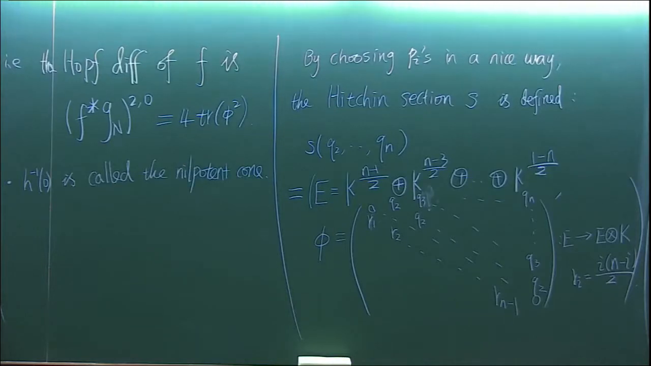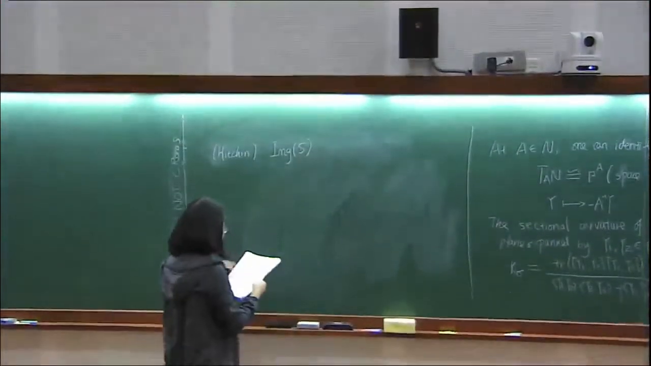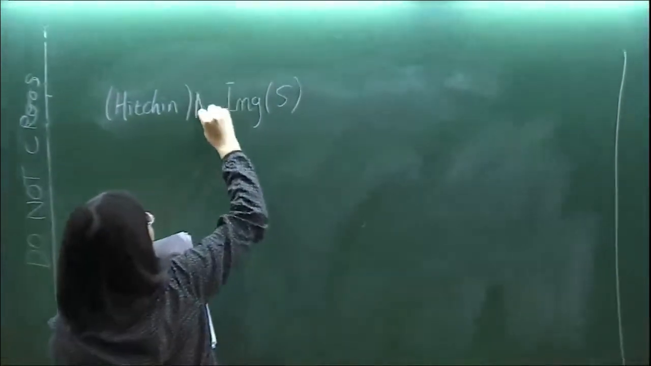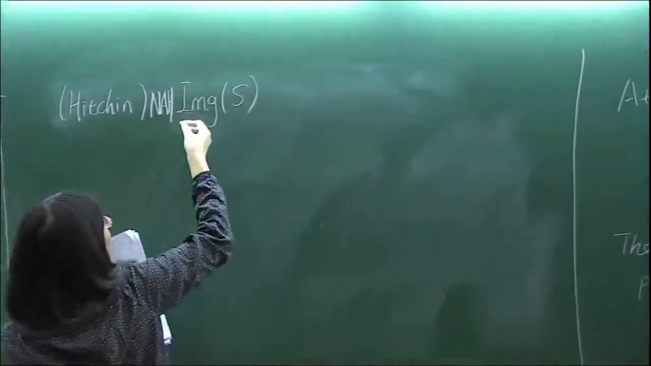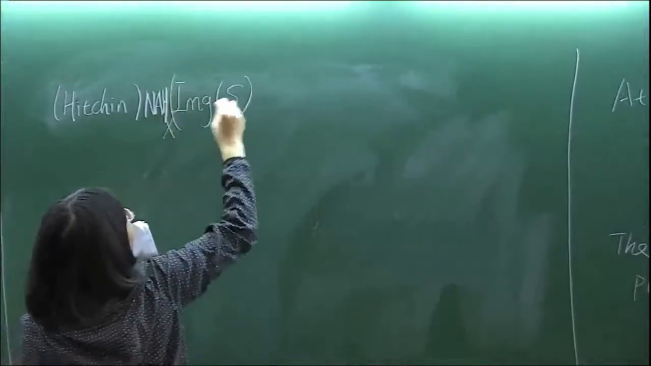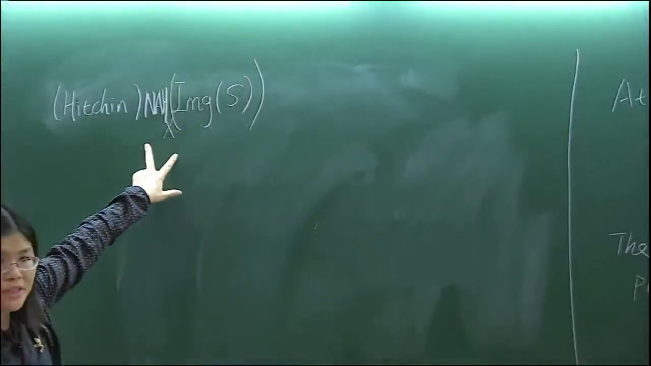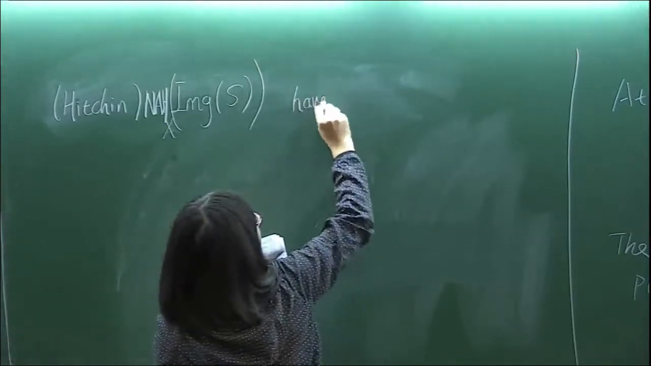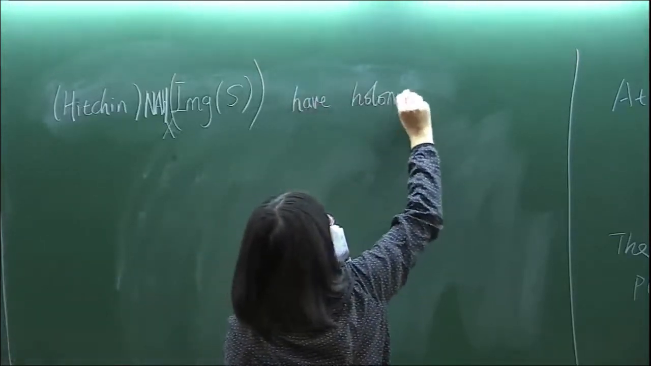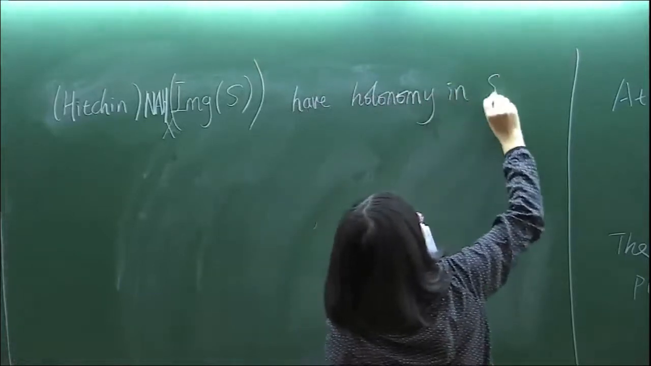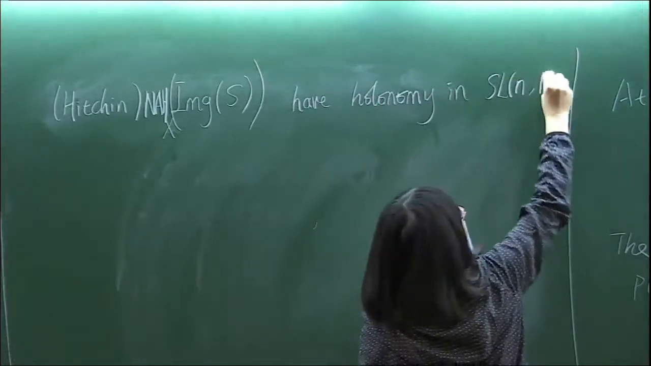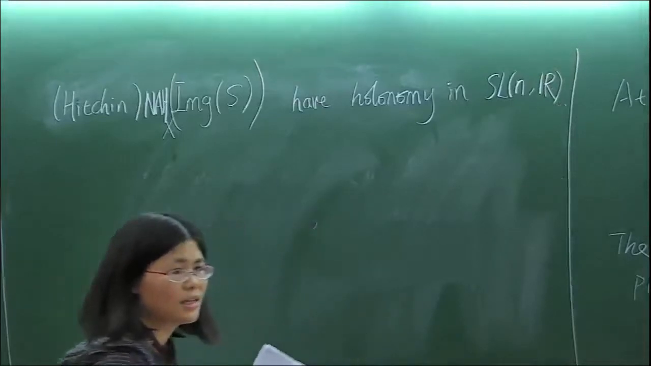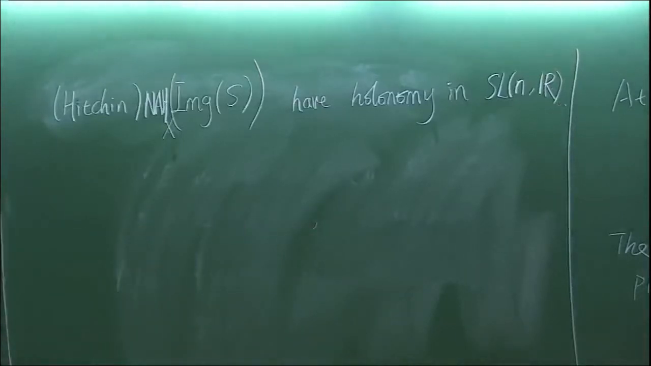So Hitchin shows that the image of this Hitchin section under the non-abelian Hodge correspondence maps into representation space, with holonomy in SL(n,R). So not just in SL(n,C), but actually it goes into SL(n,R).